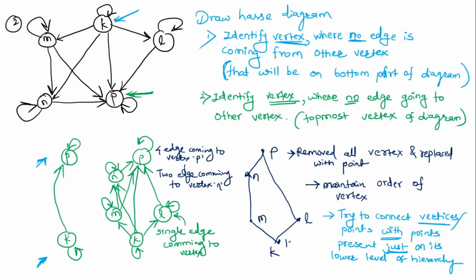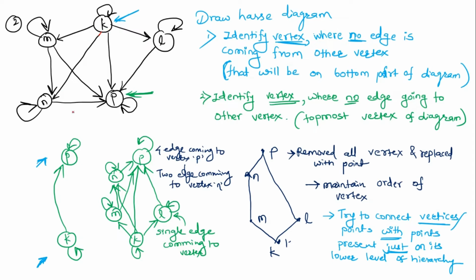So we will try to check the bottommost point. That will be the point or vertex in which there is no edge coming from another vertex to that vertex. So this is the vertex where no edge is coming from another vertex. All the edges are going out from that vertex. So this is the bottom part of my diagram, and this will be present at the bottommost part of my Hasse diagram.